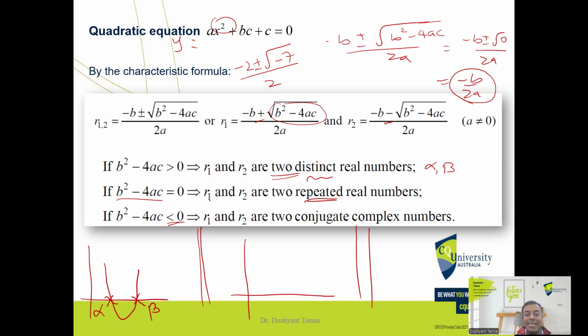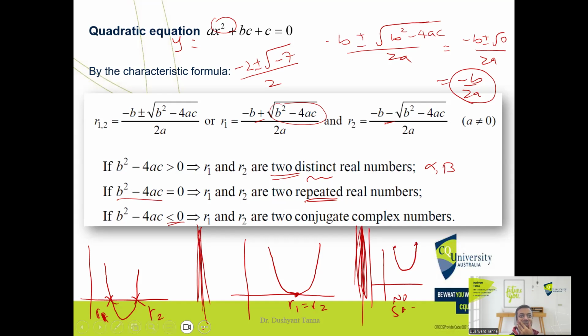In the second situation, when it is equal to 0, it will cut exactly once, not twice. So your R1 and R2, or alpha and beta, whatever you call them, are the same. Here they are different, R1 and R2. And in the third situation, it doesn't cut the x-axis. The parabola is up there in the air. And that's why we say no solution. No solution, right? Okay.